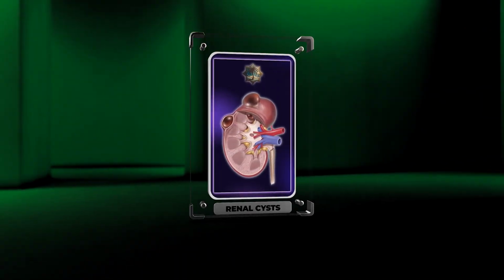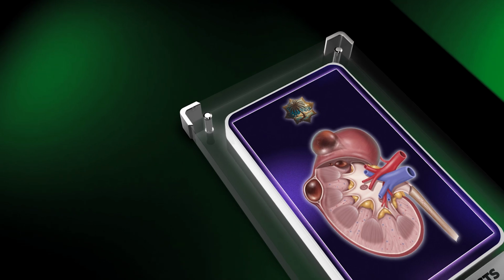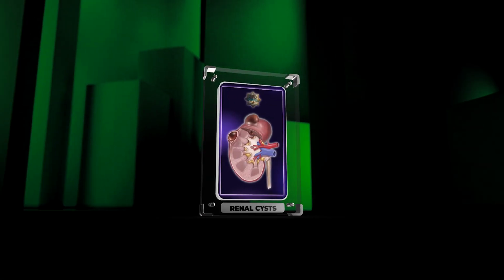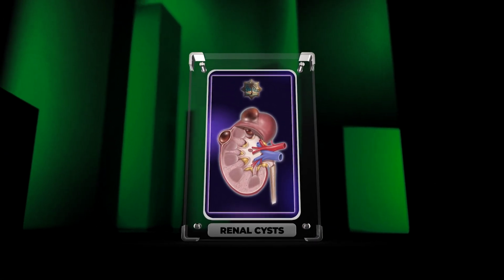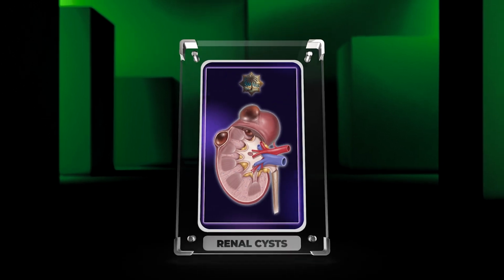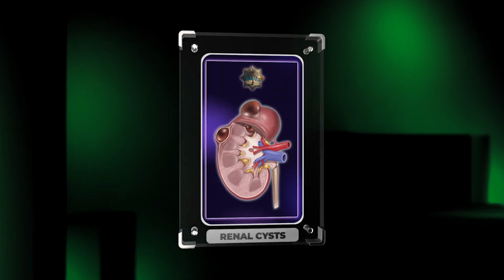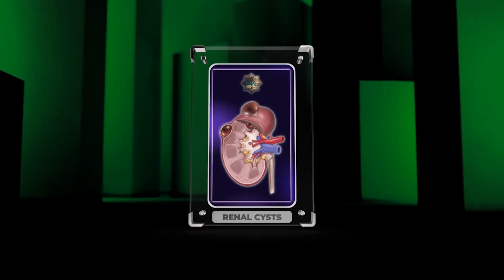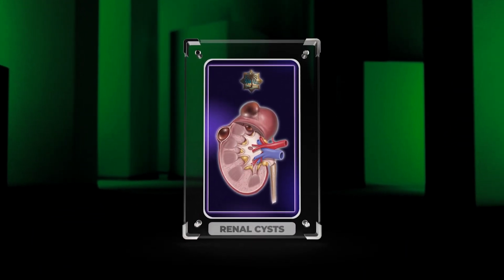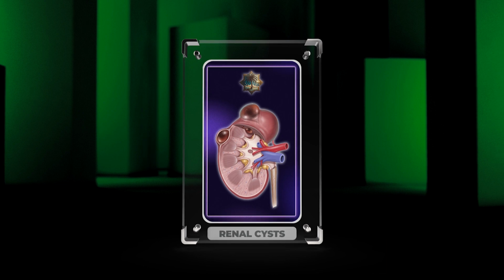Welcome to today's lecture on renal cysts. In this lecture, we will discuss various aspects of renal cysts, including their definition, classification, pathophysiology, clinical presentation, diagnostic approaches, differential diagnosis, management options, complications, potential malignancy, and the relationship between renal cysts and autosomal dominant polycystic kidney disease, ADPKD.